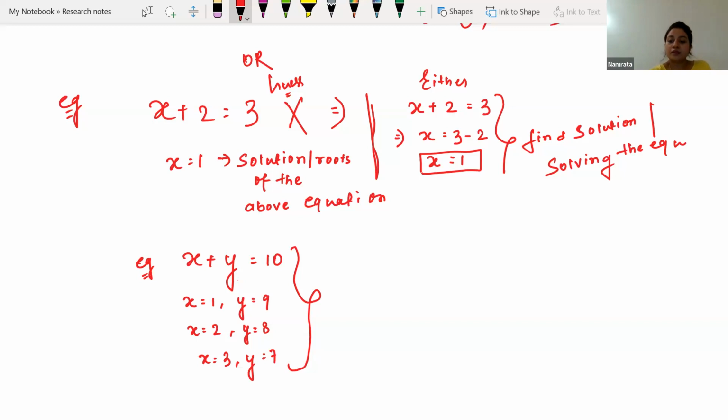Yes, ma'am. So the first thing is you must know that a linear equation in one variable, just like the above example, has one solution. But a linear equation in two variables has infinitely many solutions.